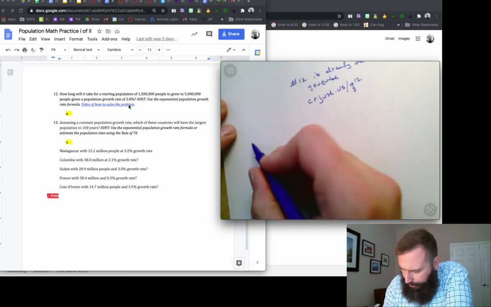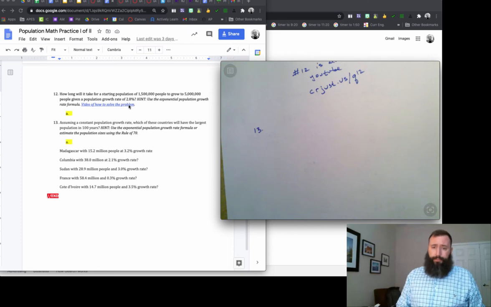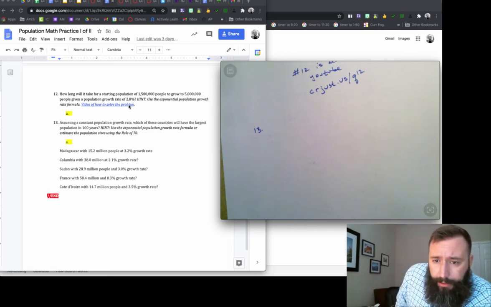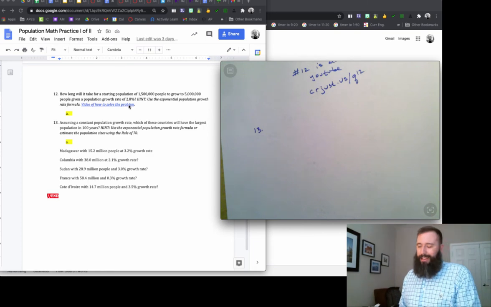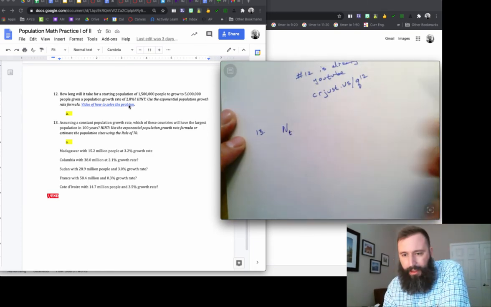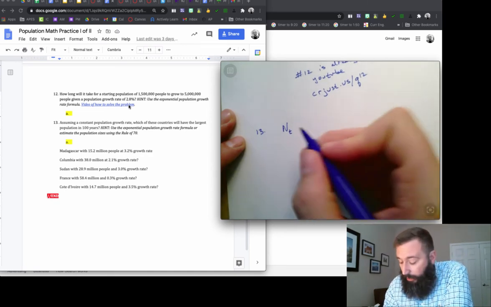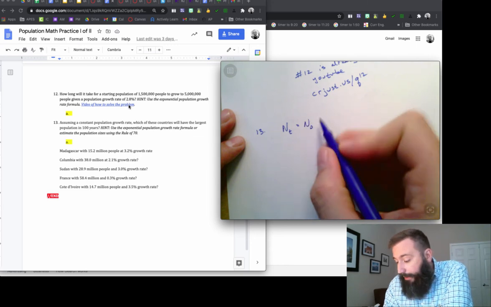Nice and simple. All right, let's do question 13. This one's going to probably take a little bit of time. Assuming a constant population growth rate, which of these countries will have the largest population in 100 years? We can use the exponential growth rate formula or estimate it using the rule of 70. I think I'm going to use the exponential growth model here because that's going to be the most accurate way to do this and probably the fastest, to be honest with you. And this will be good practice.